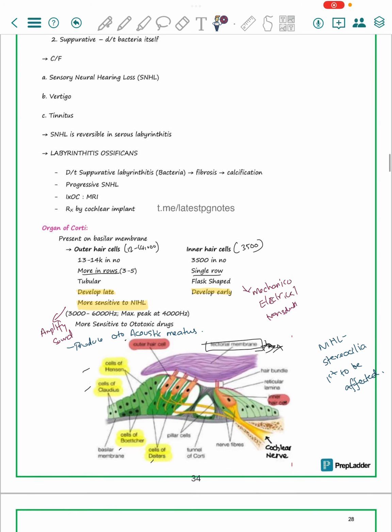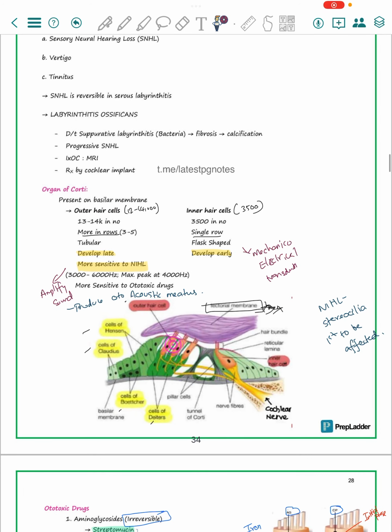Okay, then let's go into the organ of Corti. It is present on the basilar membrane, as I said above. There are two types of cells: outer hair cells and inner hair cells. The outer hair cells are more in number, like 13,000 to 14,000, whereas the inner are 3,500. The outer hair cells are arranged in more rows, and the inner is present as a single row.